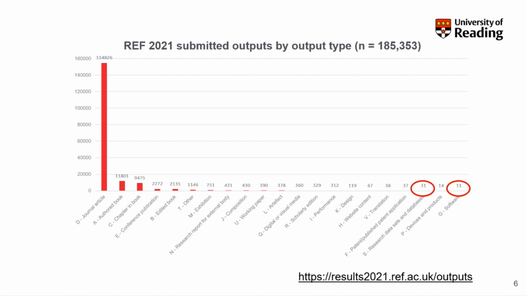If you look right over at the right of this chart, you can see that the number of research data sets and databases submitted was 31, and the number of software outputs was 11. So the takeaway message is that it's all about the publications. What gets rewarded, what's the object in institutional planning and individual target setting, is the production of publications. Other types of research output barely register in the systems of research planning and assessment.